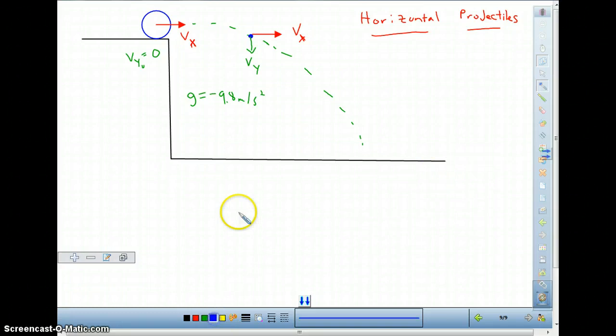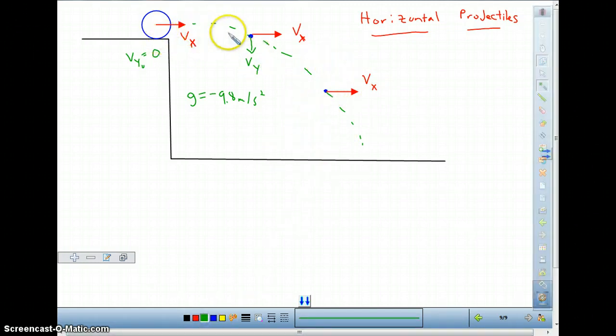So let's pick another point, a little bit further down the road over here. And we still have a Vx that's the same value that we began with. Same value here, same value here, same value here. Projectiles will travel horizontally at a constant rate the whole time until it hits wherever it's going to hit, again, as long as air resistance is negligible. If you have a lot of drag on it, then that will slow it down, but we're going to ignore air resistance.